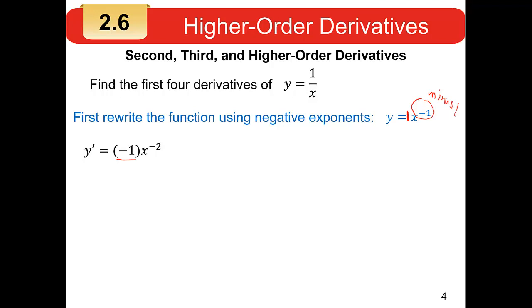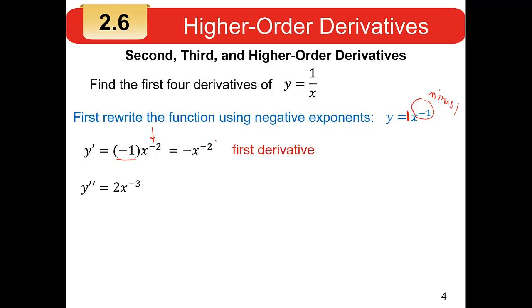So minus 1 becomes minus 2. So you could just say that y prime then is the negative of x to the minus 2. WebAssign is perfectly happy with that answer. If you want to continue and write that as minus 1 over x squared, that's fine as well. In any case, that's the first derivative. We're looking for the first 4, so we keep going.